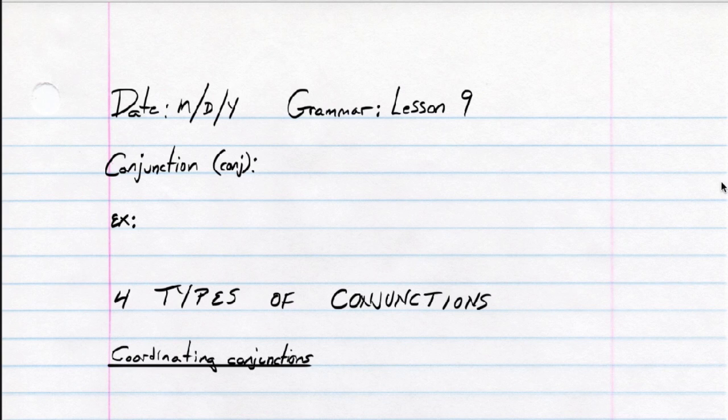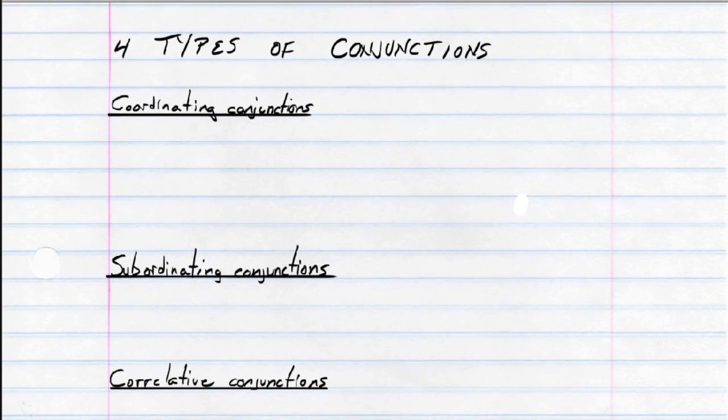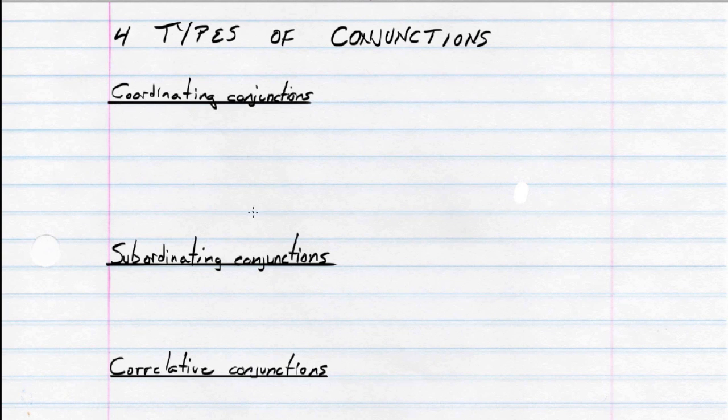I'm going to slide the last note to the top of the page. And watch your spacing here. We're going to skip a line after that heading of four types of conjunctions. And we're going to write down the words coordinating conjunctions. That's C-O-O-R-D-I-N-A-T-I-N-G. Coordinating conjunctions. Go ahead and underline those words once you have them written. Coordinating conjunctions.